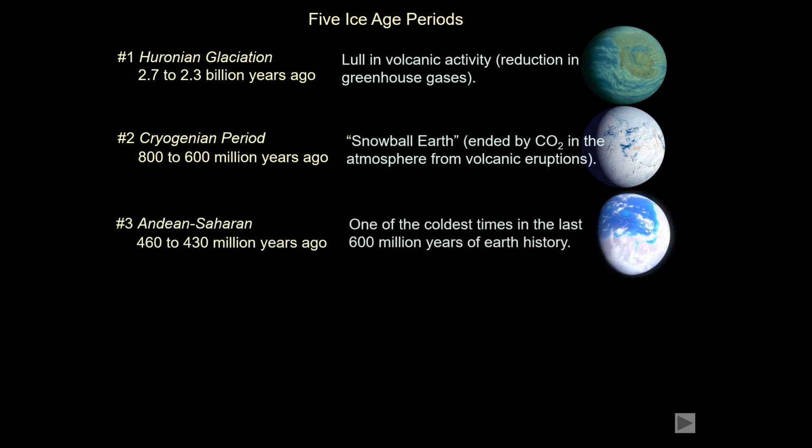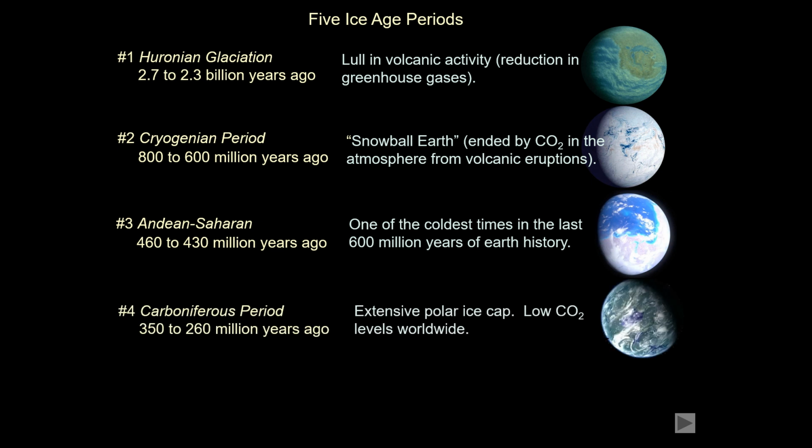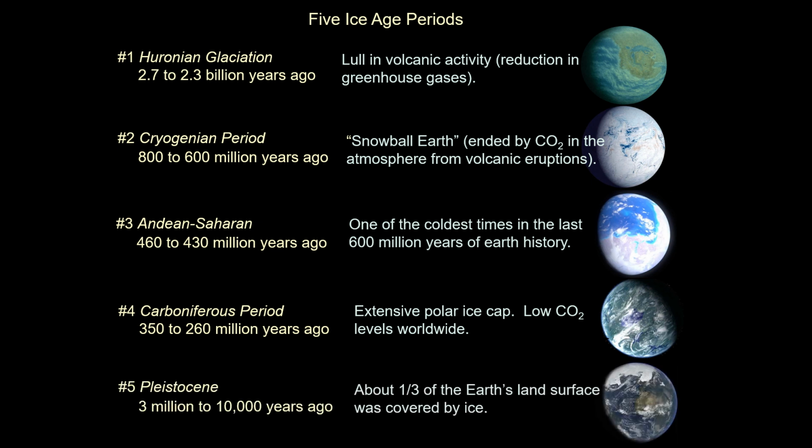Then the Andean-Saharan, a little bit more recently, but one of the coldest times in the last 600 million years of Earth history. The Carboniferous period, extensive polar ice caps, low carbon dioxide levels worldwide. And the most recent one, the one we're really going to focus on here in the next few minutes and on into the next couple of videos, the Pleistocene, from 3 million years ago to roughly about 10,000 years ago. And during the Pleistocene, about 1/3 of the Earth's land surface was covered by ice. Remember that statistic, 1/3 of the Earth's land surface, not the whole Earth, the land surface.